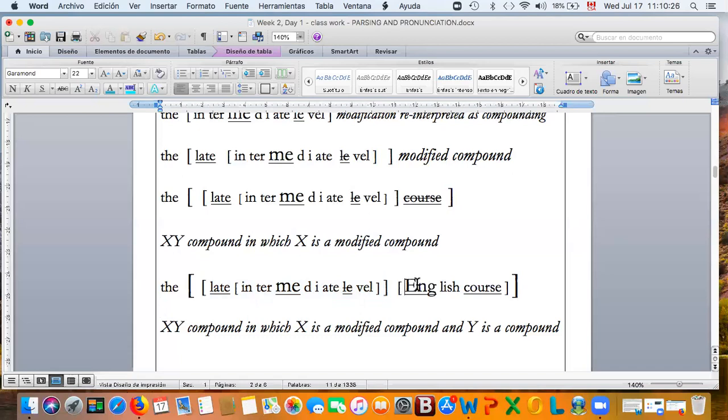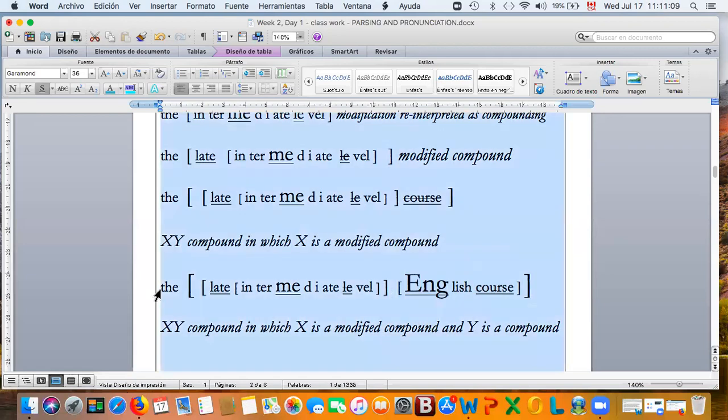So put more accent here to ensure that the modifier, with all of its elements, is lower than the modified element. The late intermediate level English course. Now, if I were to speak more quickly, all of the accentuated syllables in the modifier will sound the same. And of course, it'll be lower than the first syllable of the first element of the compound.